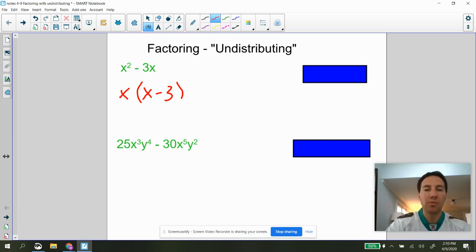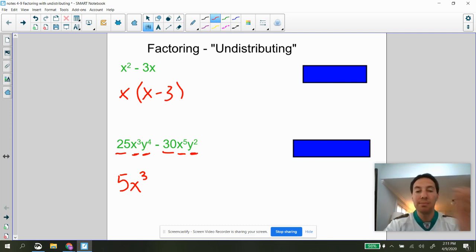25x cubed y fourth, you can read it. I'm going to go through each of the parts of each term. So first I'm looking at 25 and 30. What do they have in common? I can pull out a 5. How about x cubed and x to the fifth? What's the most amount of x's that we can pull out? We can pull out 3 x's, so I can pull out an x cubed. How about y to the fourth and y squared? I can pull out 2 y's, so I can pull out y squared, and then we go through the same process.